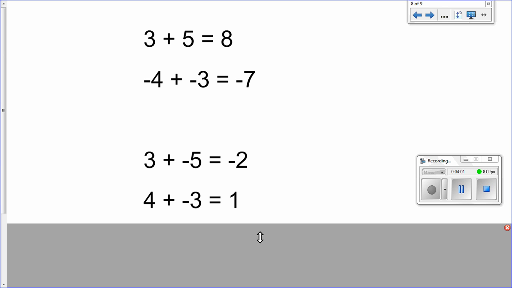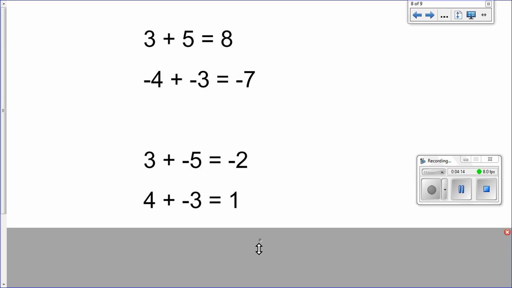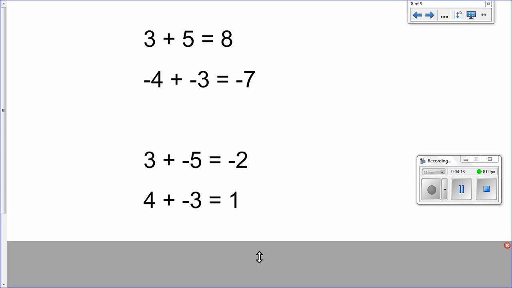Another example, 4 plus negative 3. Opposite signs, we're going to subtract them. We get 1. 4 minus 3 is 1. And we're taking the sign of the higher absolute value number. In this case it is positive 4, so our answer is positive 1. Now there's no song for subtraction because remember, when we're subtracting integers, we're actually adding the opposite.